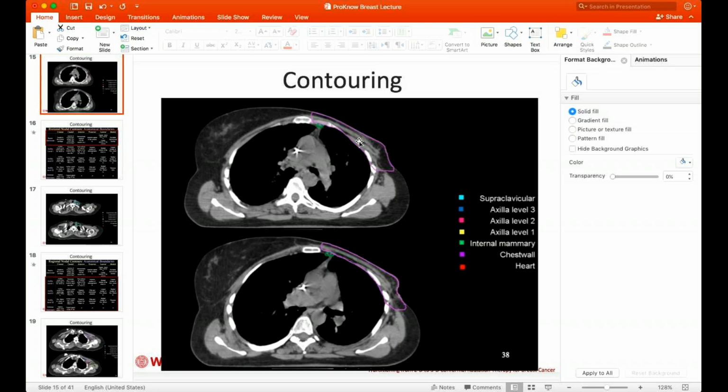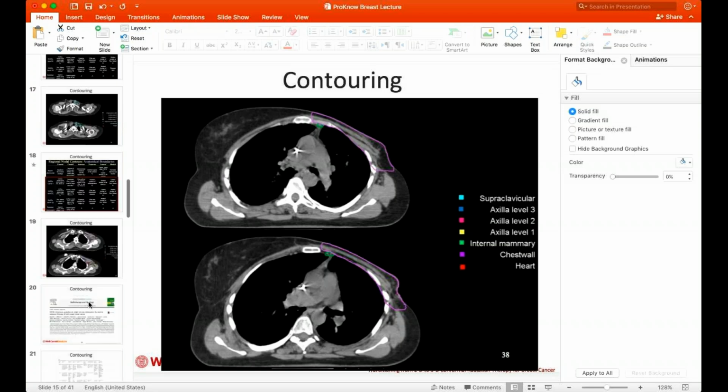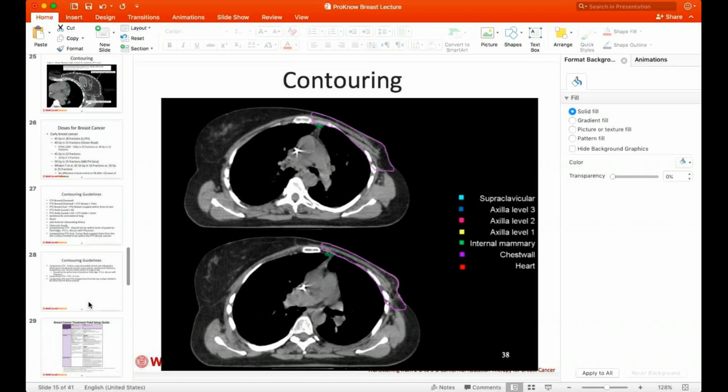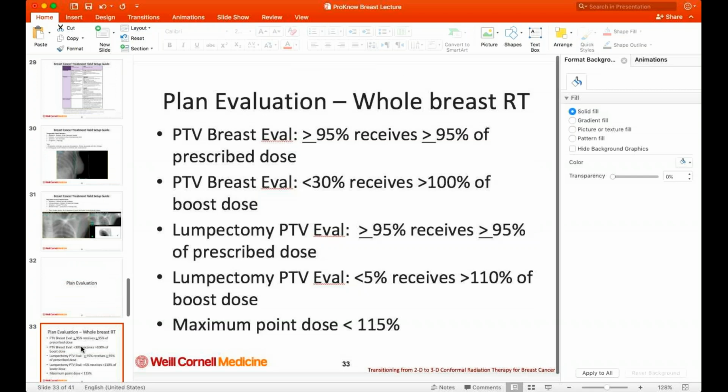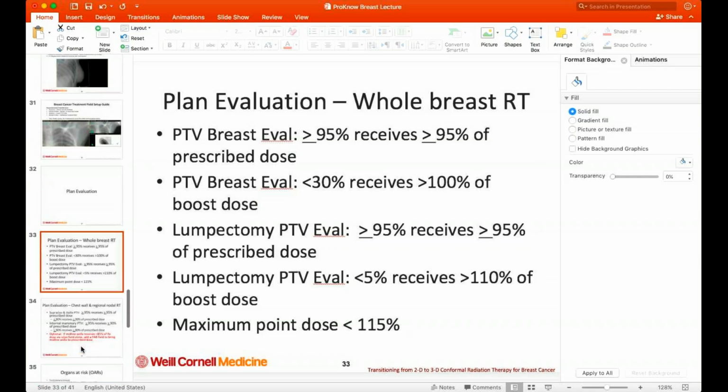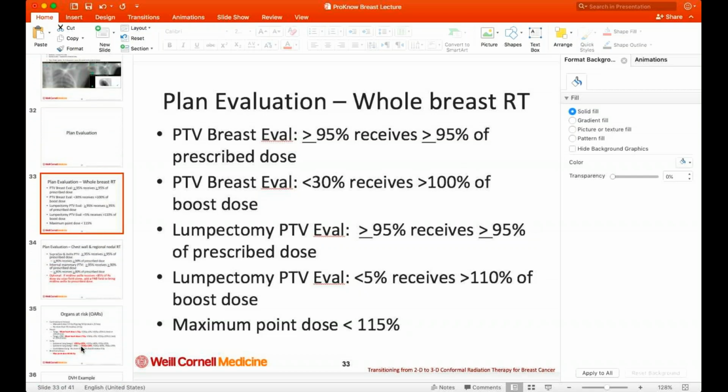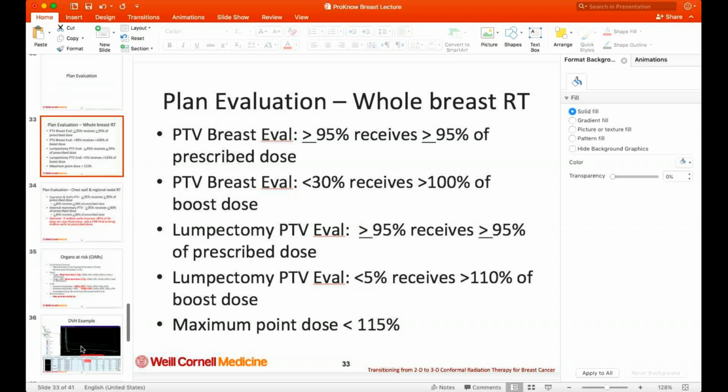So when you've outlined your chest wall, you can make the CTV by cropping it 5 millimeters off the skin. Then you expand it by 7 millimeters to create a PTV of the chest wall. And then you have to crop it again 5 millimeters off the skin to make a PTV eval. So the same principles apply. You want to make sure 95% of your PTV chest wall is getting 95% of the dose. So that doesn't change. And the maximum dose should be less than 115% ideally.